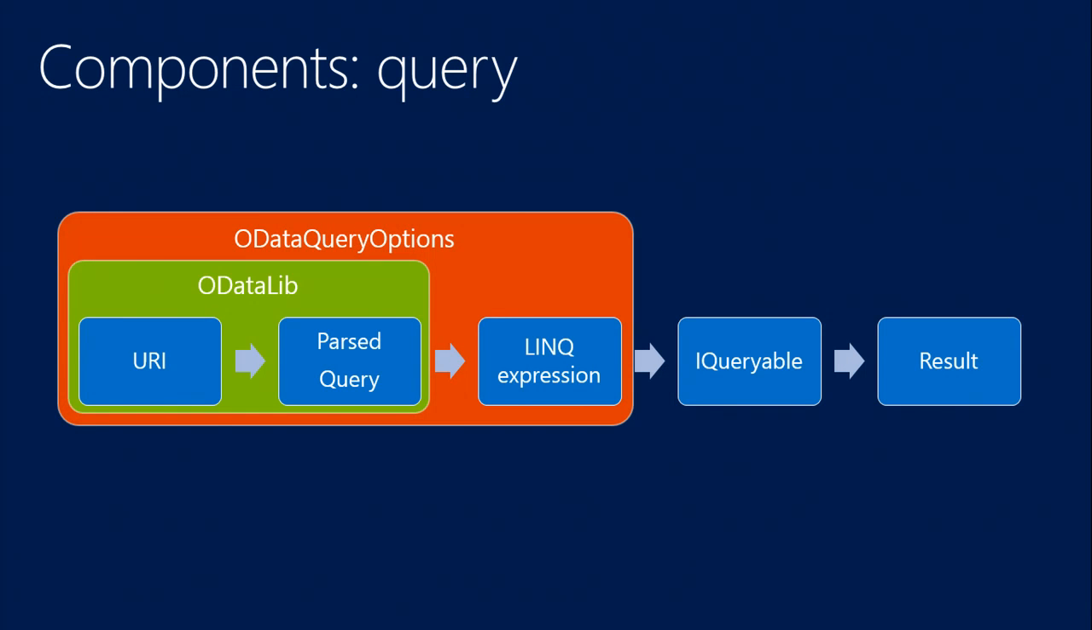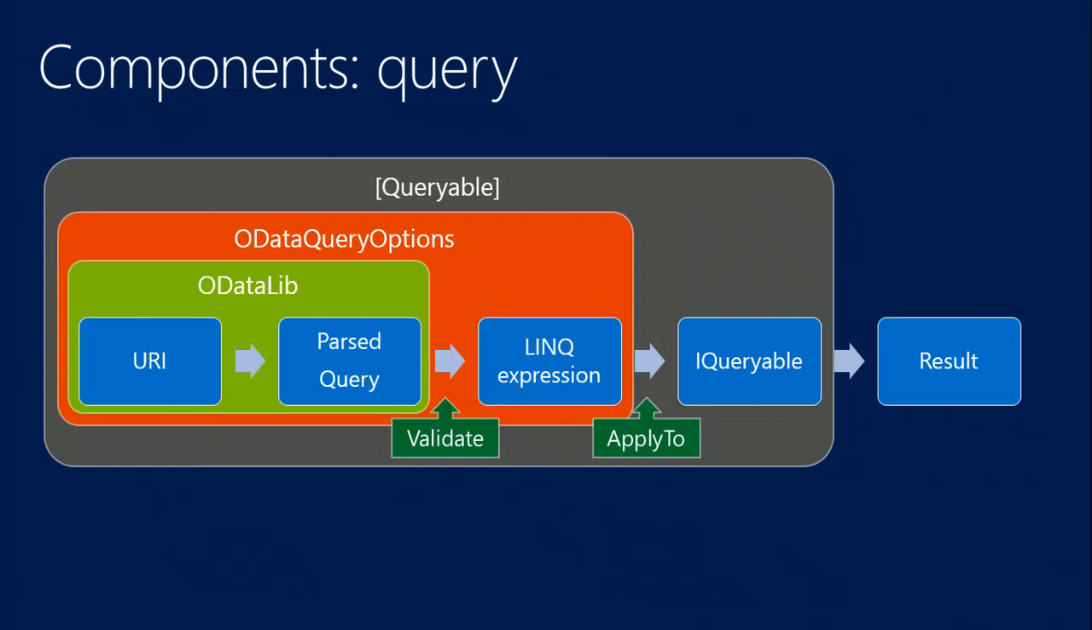Then we have a component, which we call the OData query options, which can take that abstract syntax tree and convert it into a LINQ expression. That works great if you happen to have an IQueryable. In the process, it also validates the query to say, is this thing OK or not? Then it can apply the created LINQ expression to your IQueryable if you so choose. The Queryable attribute is doing all that for you. It's parsing the query, turning it into a LINQ expression, applying it to the IQueryable on the way out, and then you get your result.